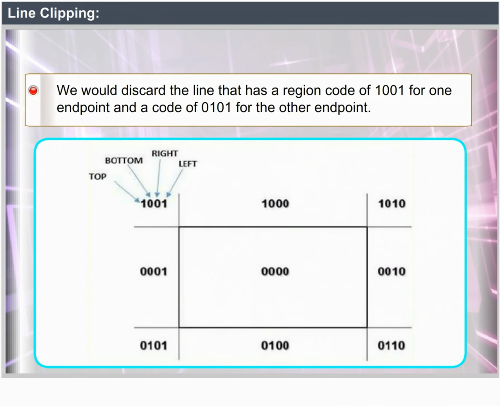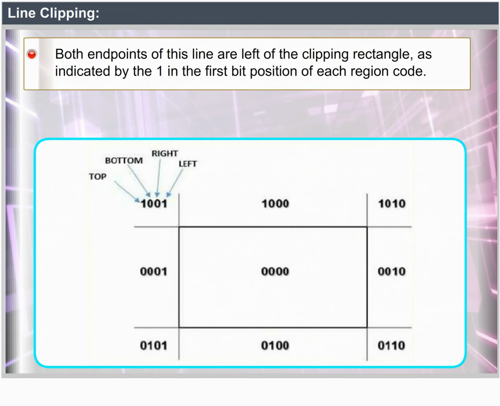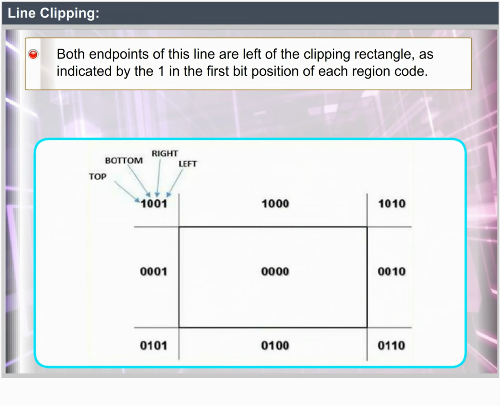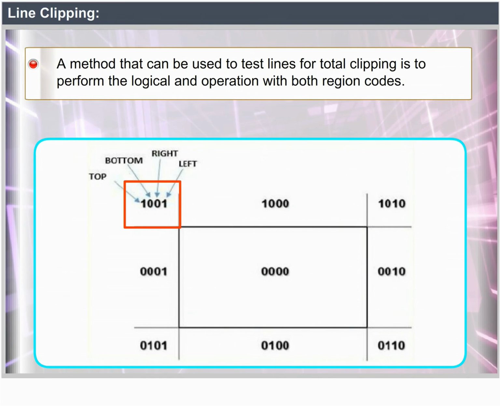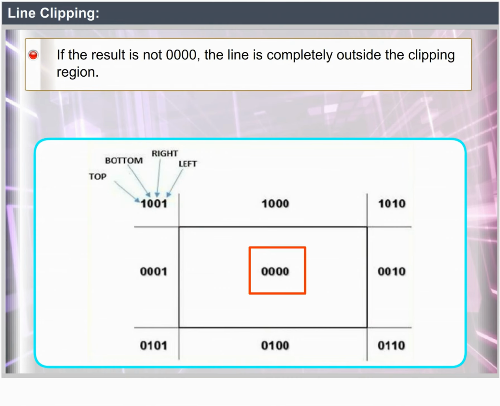We would discard the line that has a region code of 1, 0, 0, 1 for one endpoint and a code of 0, 1, 0, 1 for the other endpoint. Both endpoints of this line are left of the clipping rectangle, as indicated by the 1 in the first bit position of each region code. A method that can be used to test lines for total clipping is to perform the logical AND operation with both region codes. If the result is not 0000, the line is completely outside the clipping region.